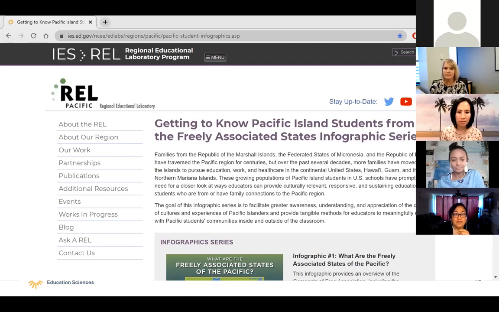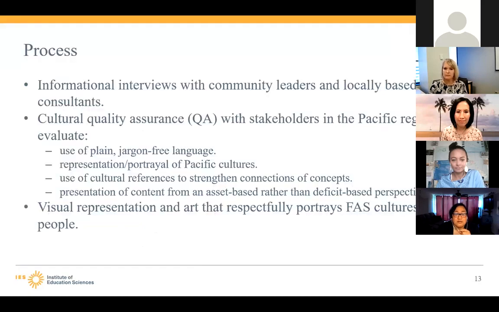In the next slide, I offer just a little bit of the process that we took in creating the infographics. And we relied on primarily these elements. We spoke with and held sort of informational interviews with community leaders and locally based consultants, both in the islands and also in the United States.